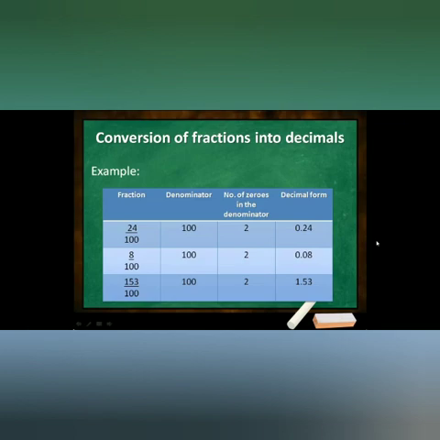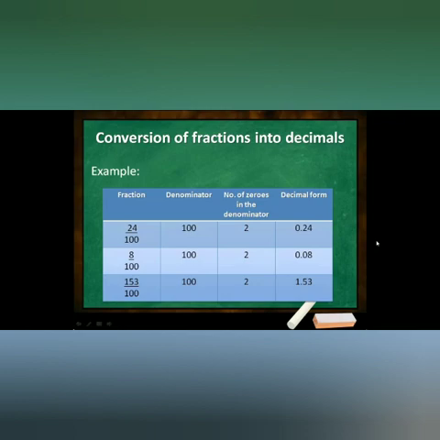Now the next number is 8 upon 100. 8 is numerator, 100 is denominator. So how many zeros are here? Yes, there are 2 zeros. But the numerator is having only one digit. So for this what you will do is, you will add a 0 in front of 8. So in decimal form you will write it as 0.08, because there are 2 zeros, you have to make it 2 digits. Since 8 is a single digit, you are going to add a 0. So in decimal form it will be 0.08.